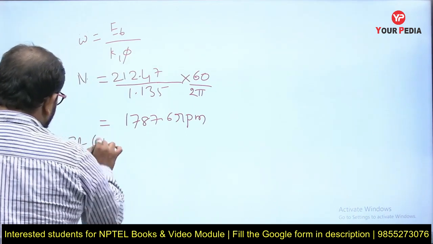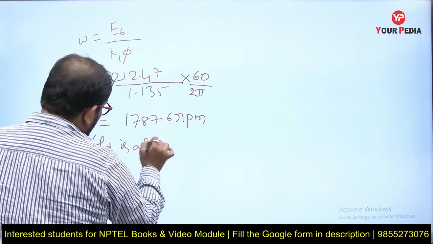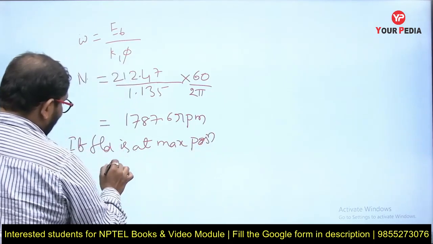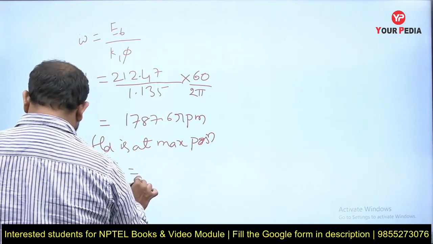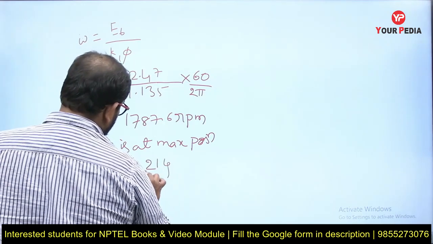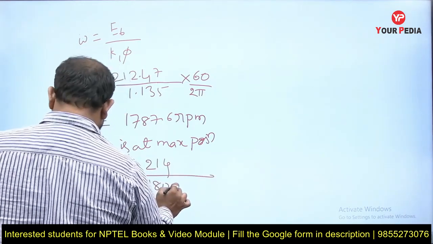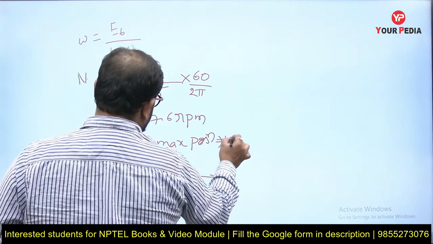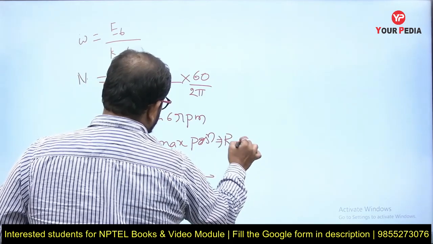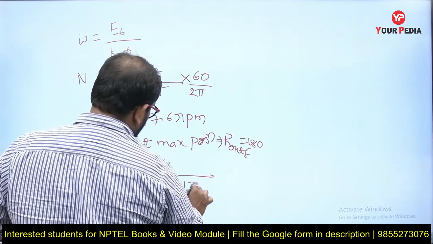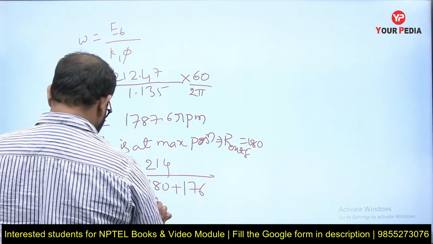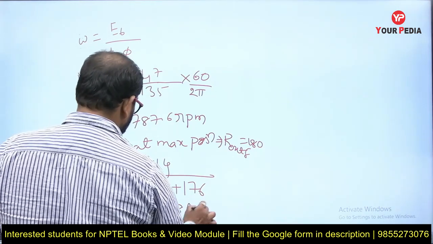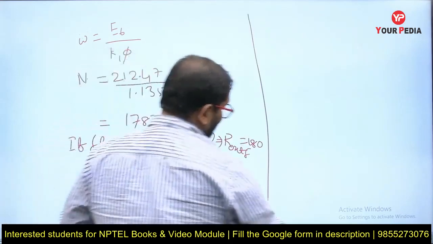Similarly, let's move to the field. If the field is at maximum position, the field current is equal to the rated voltage 214 divided by the resistance of the field circuit. R external field will be equal to 180, and the rated field winding resistance is 176, which will give you 0.618 amperes.